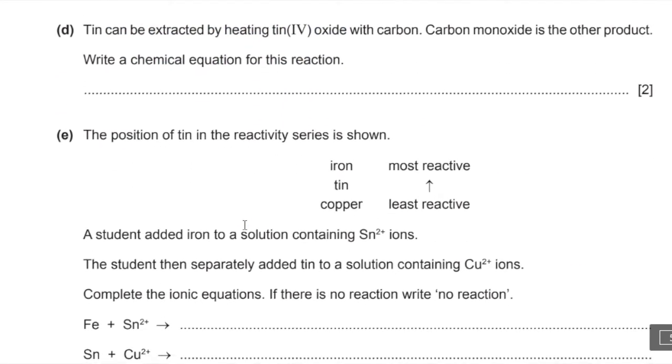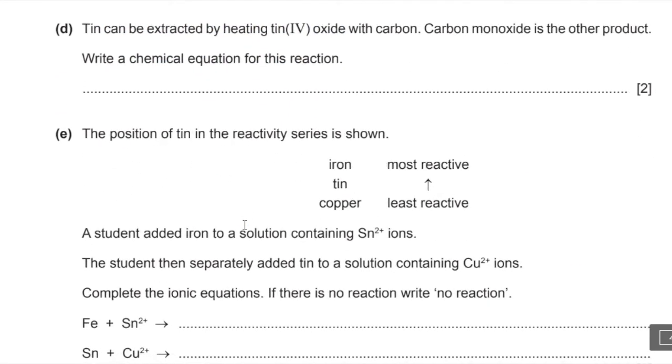D. Tin can be extracted by heating tin oxide with carbon. Carbon monoxide is the other product. Write a chemical equation for the reaction. Alright, so you have tin oxide which reacts with carbon. So carbon in this case is more reactive than tin, so it can displace it, and this forms tin as well as carbon monoxide.